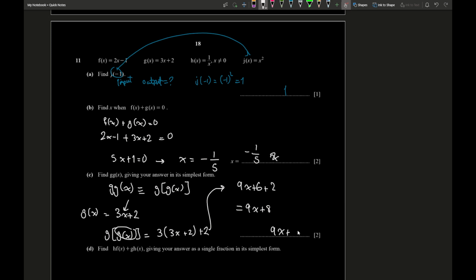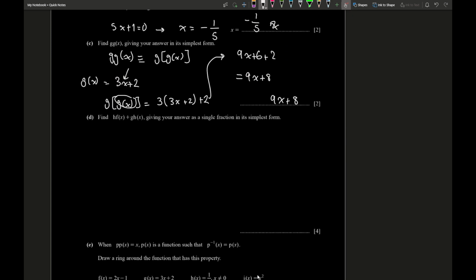For part D, find h f of x plus g h of x, giving your answer as a single fraction in its simplest form. First, let's find h of f of x. h of f of x: if f of x is your input, you put it in place of x in the function h.